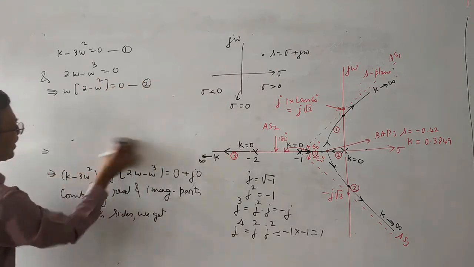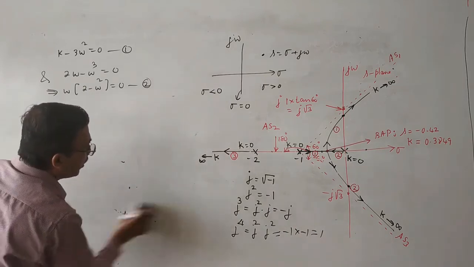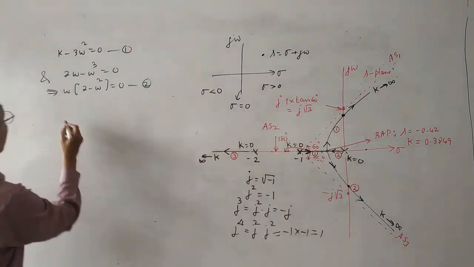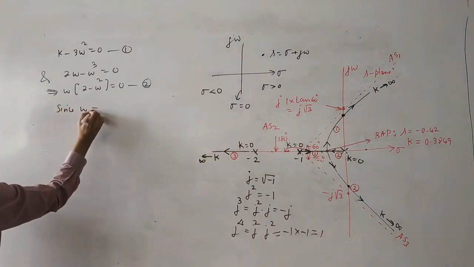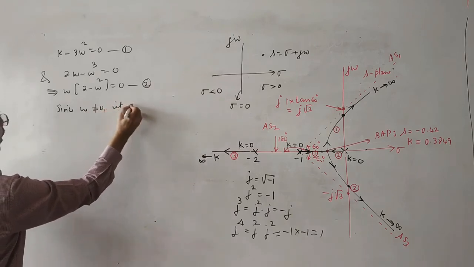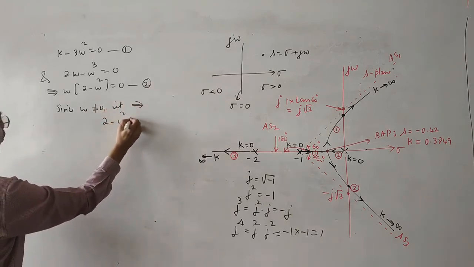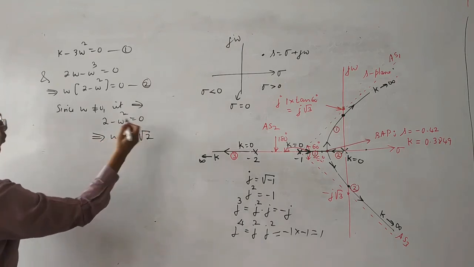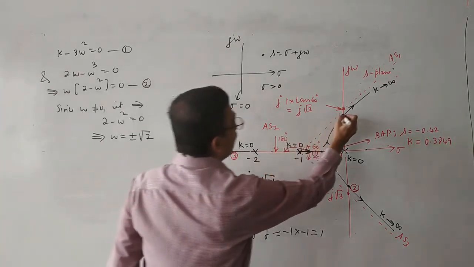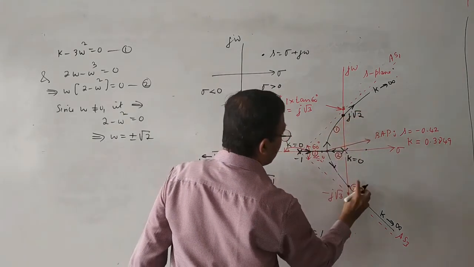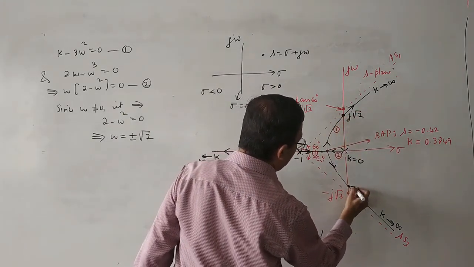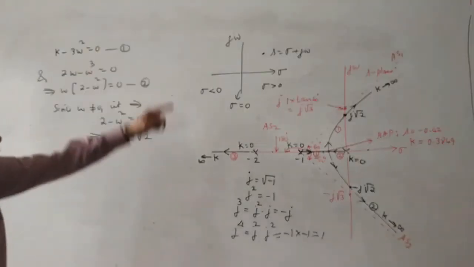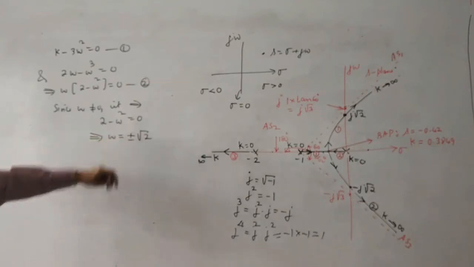See, here omega cannot be 0. Omega is 0 at the origin. So I am going to write, since omega cannot be 0, it implies 2 minus omega square equal to 0. This implies omega is equal to plus minus root 2. That means this intersection point is j root 2. This intersection point is minus j root 2. It has to be symmetrical. You always have to get plus minus.